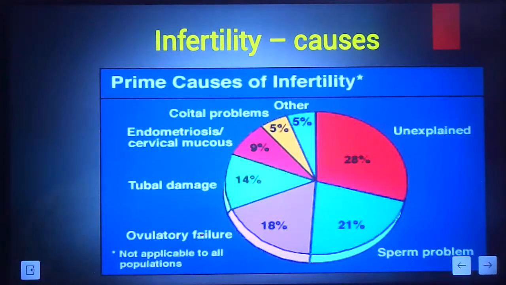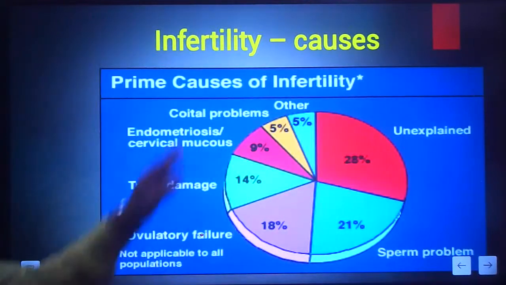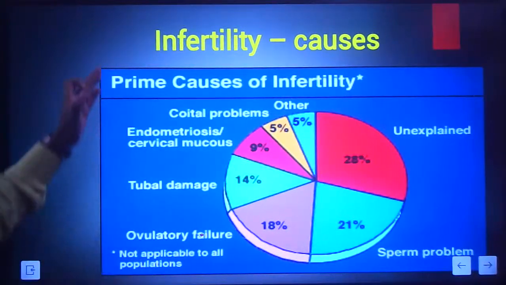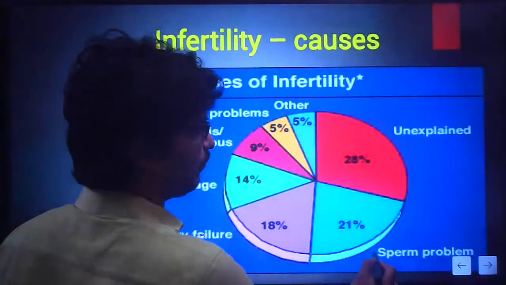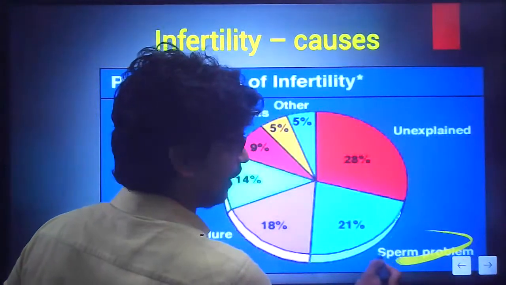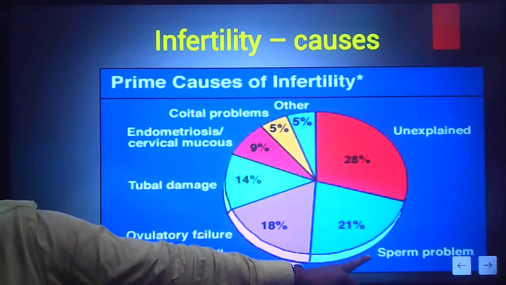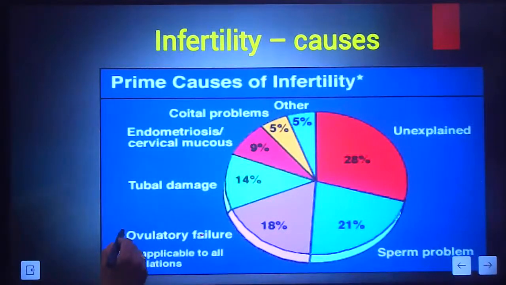Coming to infertility, what are the prime causes of infertility? If you look at what causes infertility, there are many reasons, as you can see in the pie chart. Here you could see 21% is the sperm problem, where the male might be having a problem in sperm production. Sometimes they may have a problem in sperm production, and then ovulatory failure in females.